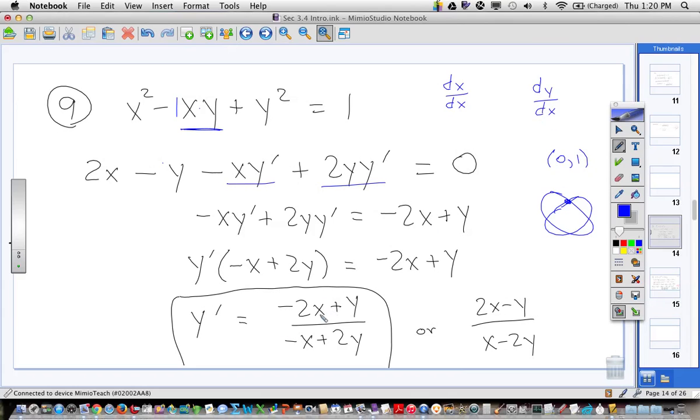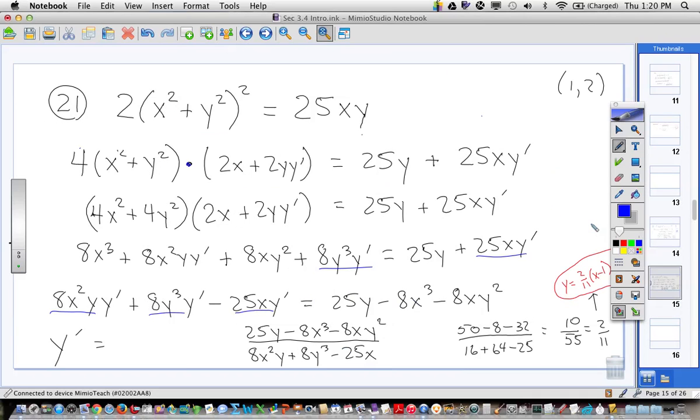So let's put 0, 1 into this one. If I put a 0 there, that's 0, that'd be 1. Put a 0 there, and that'd be 2. And so I get 1 over 2, which is 1/2. That's got to be the positive one. So this one's got to go with the ellipse that's going up and to the right. The other one must go with the other one. You better get a negative on the other. Okay? All right, number 21.